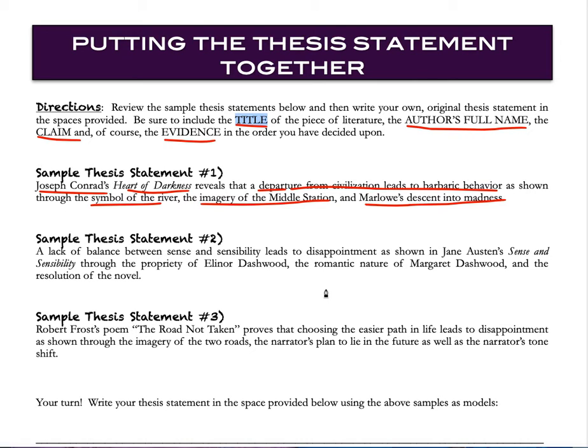Sample thesis statement 2. A lack of balance between sense and sensibility leads to disappointment, as shown in Jane Austen's Sense and Sensibility, through the propriety of Eleanor Dashwood, the romantic nature of Margaret Dashwood, and the resolution of the novel. So here we have our author and title of the text in the middle of our sentence. We have our claim right at the beginning, and then we have our evidence, which is the propriety of Eleanor Dashwood, the romantic nature of Margaret, and the resolution. Another strong thesis, slightly differently phrased and differently ordered, but has all the requisite pieces.